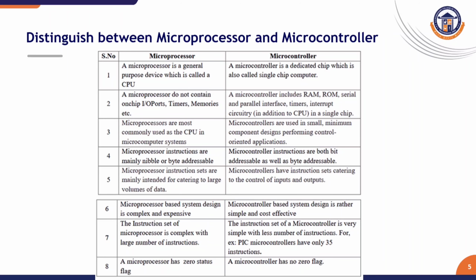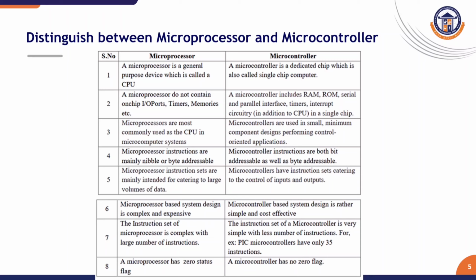Next is the difference between microprocessor and microcontroller. A microprocessor is a general purpose device and it is called a CPU. A microcontroller is a dedicated chip which is also called a single chip computer. A microprocessor does not contain on-chip I/O ports, timer, memories and etc. But a microcontroller includes memory, serial and parallel interface, timer, interrupt circuits in a single chip.